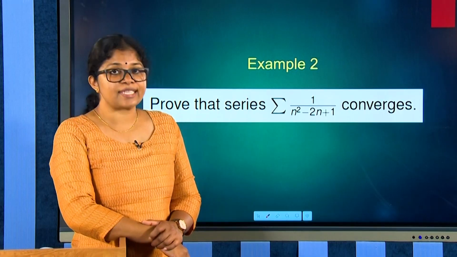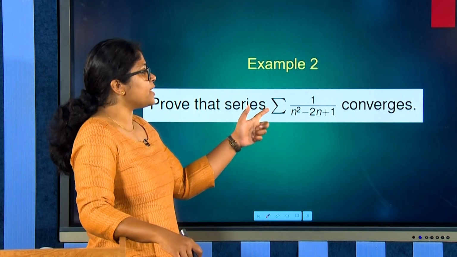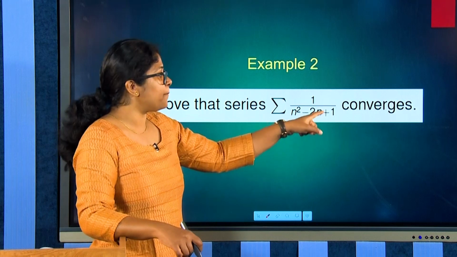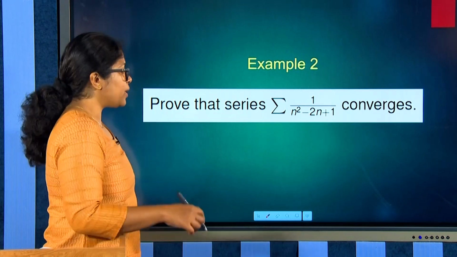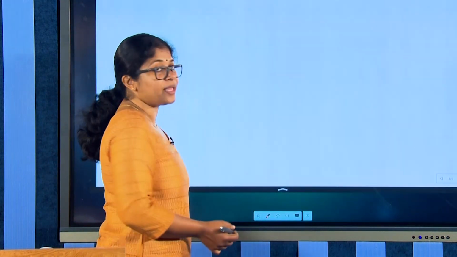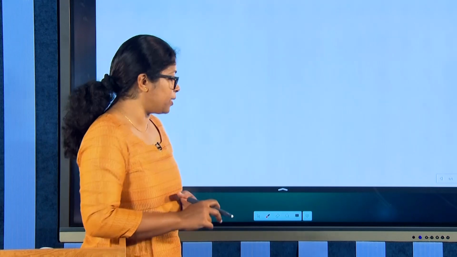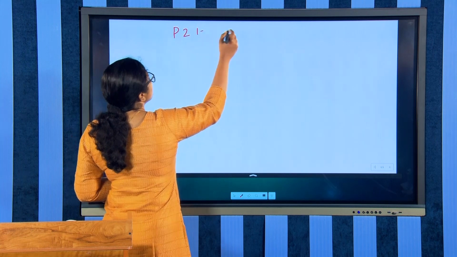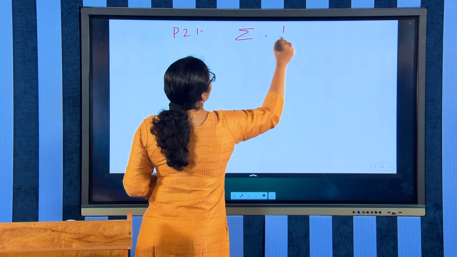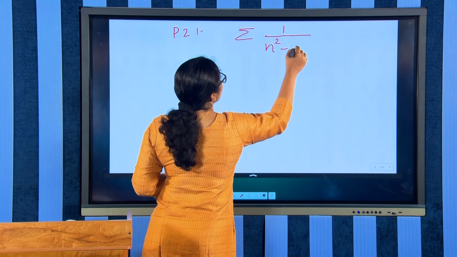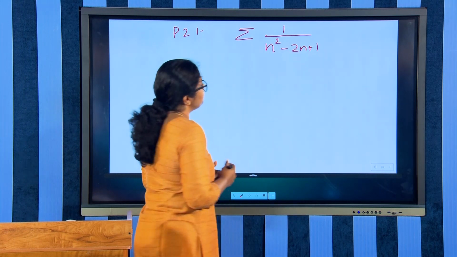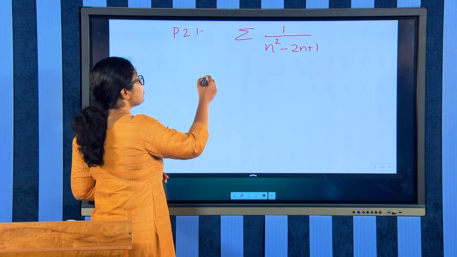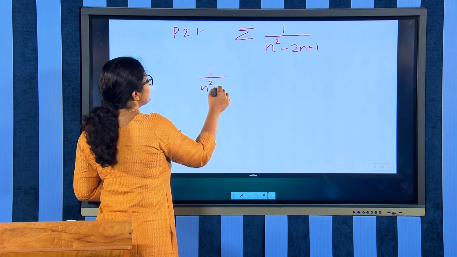Now, we can do the second problem. Prove that the series summation 1 upon n square minus 2n plus 1 converges. Let us see whether we can apply the same method as we have done in the previous problem. So, here the question is problem number 2, summation 1 upon n square minus 2n plus 1. As in the previous case, the previous problem was 1 upon n square plus n.